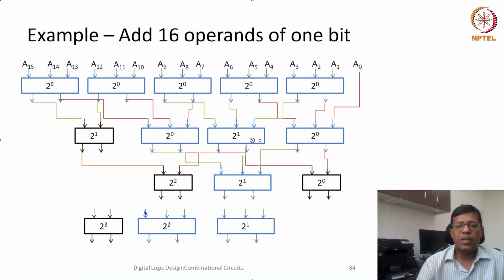Now let's see one more stage. Out of these 1 2 3 4 5 6 and 7th one, we have 7 inputs which are left. So out of them, which one is of 2's power 0 place? 2's power 0 place is only coming from this. This is 2's power 1 place, this is 2's power 1, this is 2's power 2 place, this is 2's power 2, this is 2's power 3 place. So there is only one output of 2's power 0 place, so I can directly declare that as a result, S0.